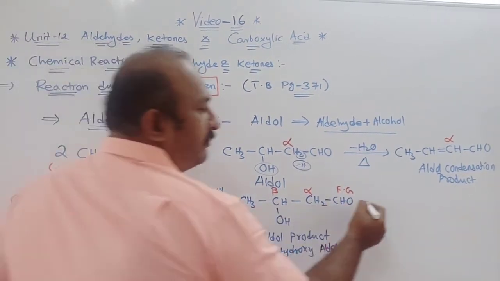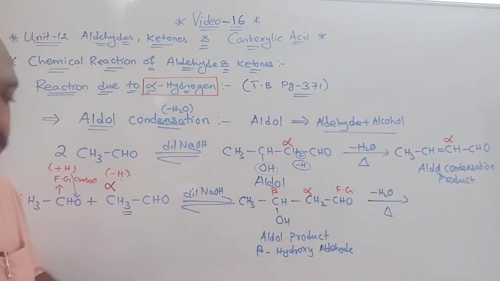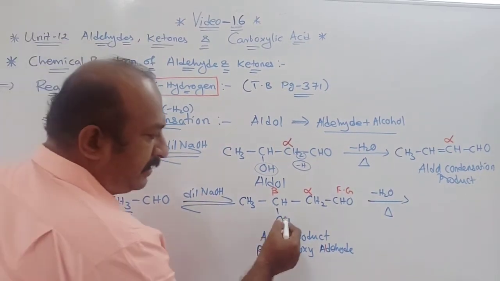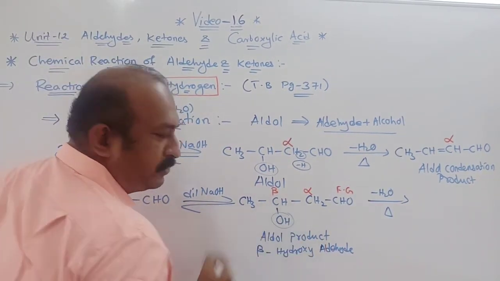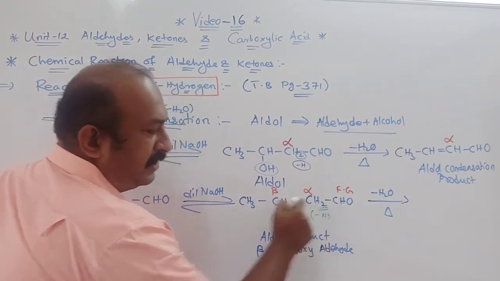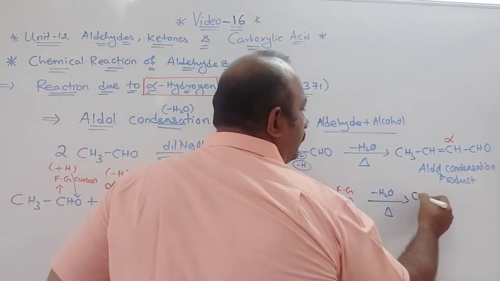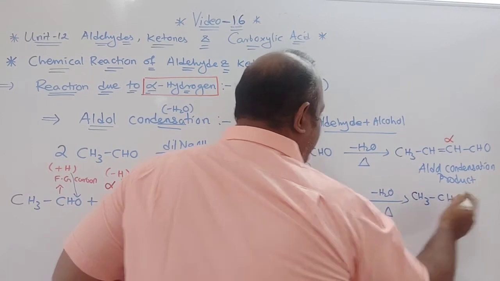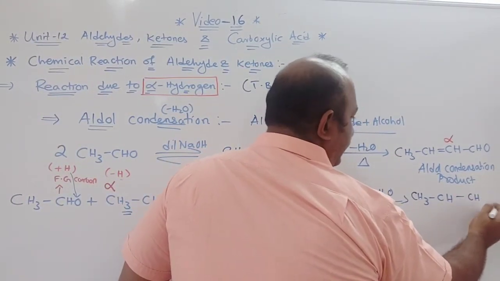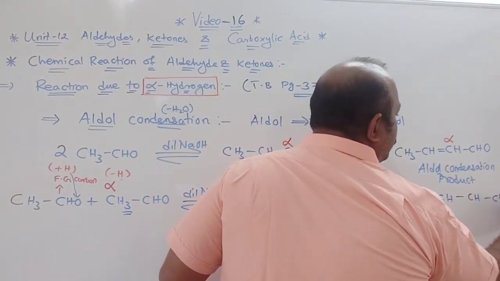Now from here, we will heat this mixture and there will be a removal of water. Removal of water means, I will circle it with a green marker pen. You can see from here OH is removed, and from here one H is removed. So what is left is CH3, CH, this OH is removed, and from here one hydrogen is removed, so only CH will be there, and CHO like this.